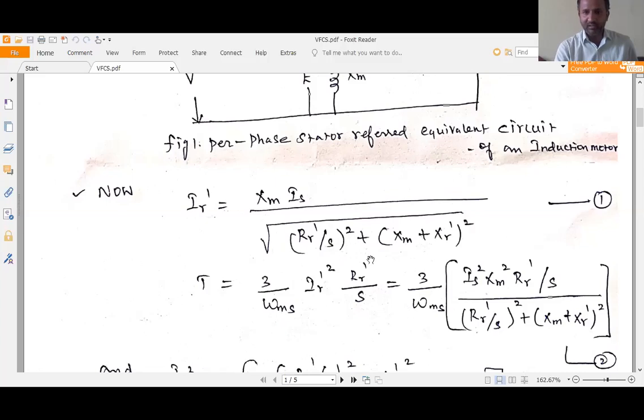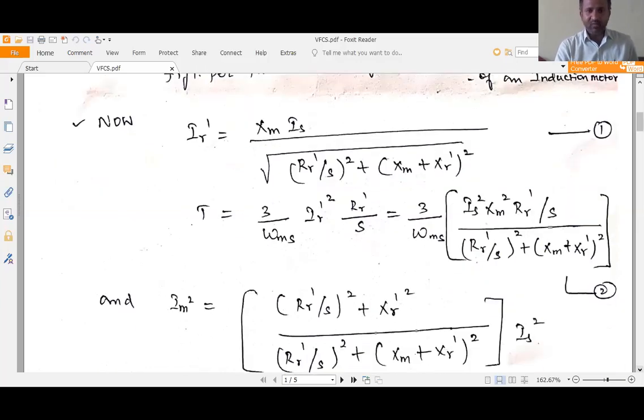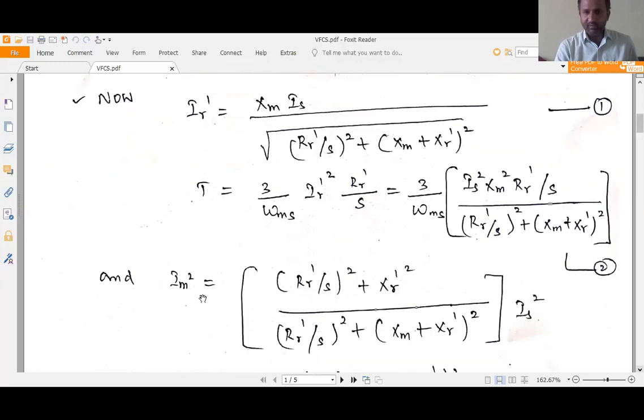Substituting the IR dash value, we can write the equation as T divided by omega ms equals IS the whole square into XM square RR dash divided by S, divided by (RR dash divided by S) the whole square plus (XM plus XR dash) the whole square. Consider this equation number 2. The RMS value of IM we can write as IM square equals, as discussed earlier, RR dash divided by S the whole square plus XR dash divided by RR dash divided by S the whole square plus XM plus XR dash the whole square, into IS square.